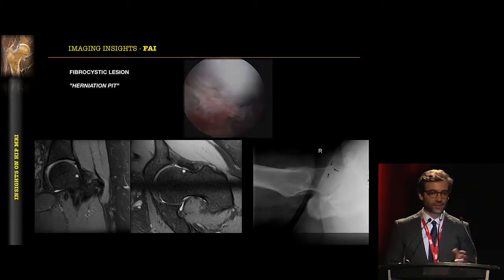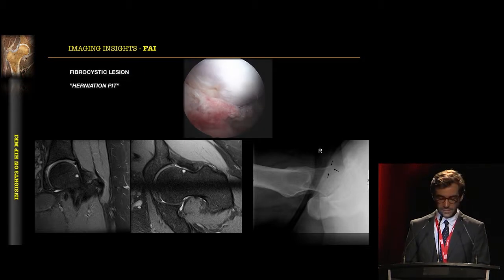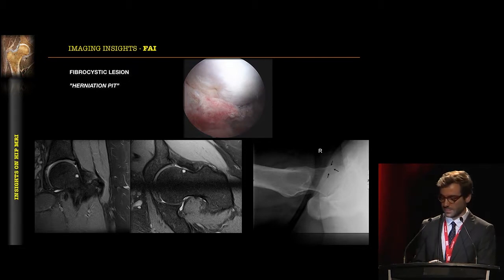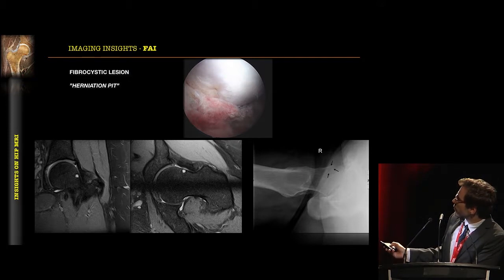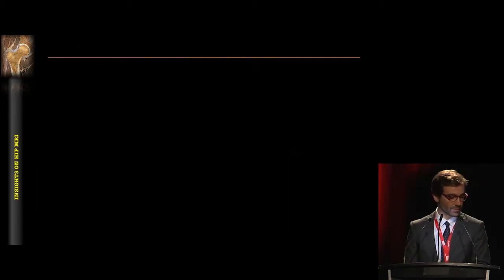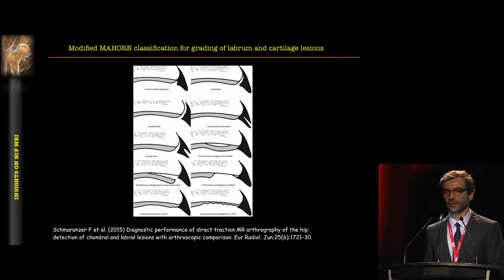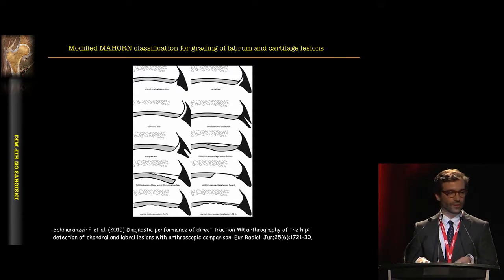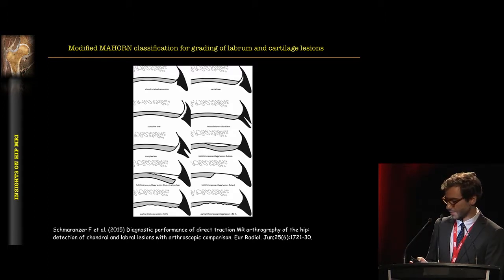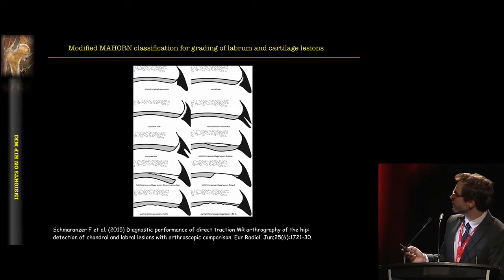Well, herniation pit is a well-known lesion. It's a fibrocystic lesion that now we think about as a consequence of impingement, and it's seen here on this photograph of the arthroscopy, and here depicted also in MR and X-rays. Well, there are lots of classifications and ways to classify the chondral and the labral lesion. There is something that we have to keep in mind, that there are many complex associations between chondral and labral lesions, and that's the intent of this slide, not to give the classification itself.